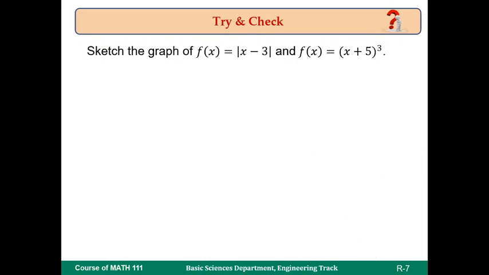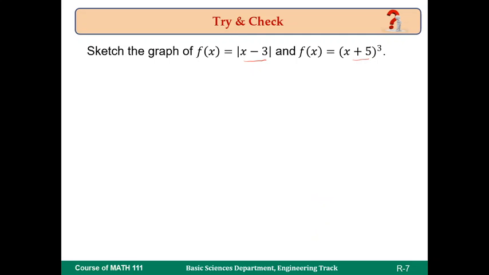Now let's do the try and check exercise. It says sketch the graph of f of x equal to absolute value of x minus 3, and sketch f of x equal to x plus 5 cubed. Now first, of course, as I said earlier, and I repeat all the time, you can make this x y table and find the ordered pairs, and you can do this. But we are not interested in this.